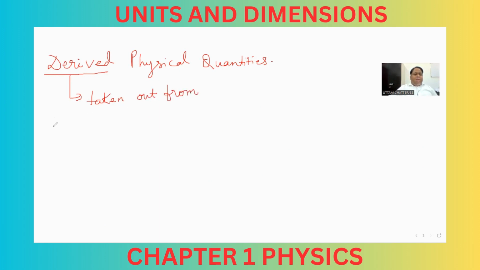So as we have seen, area is square of length, volume is a cube of length. Similarly, say if we take density, it will be mass by volume.